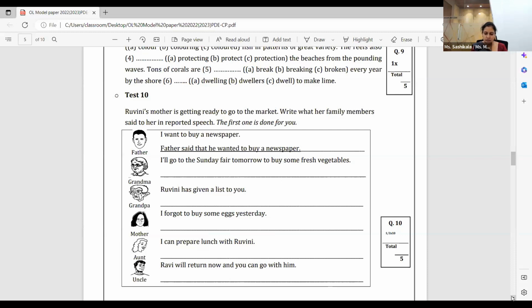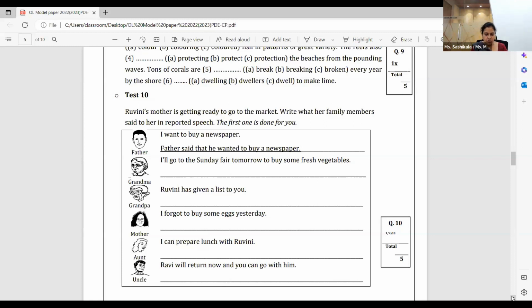Grandma said that she would go to the Sunday fair tomorrow. So you have to use there the following day. The following day to buy some fresh vegetables. Grandma said that she would go to the Sunday fair the following day to buy some fresh vegetables. Would go is the main verb, so we change only would go, not to buy. To buy is not changing.